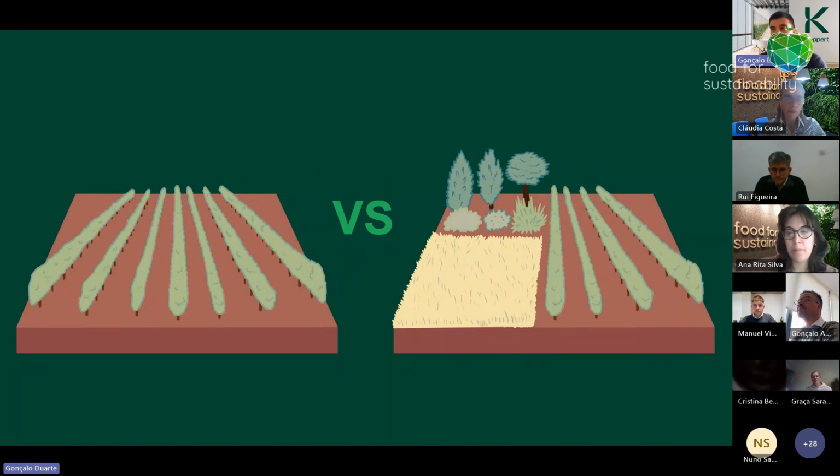We know that these days we have very simplistic environments, like you have with row crops like vineyards, like apples, like almonds. It's really not a very interesting habitat for what we want or need to have in terms of biodiversity. And there is a difference between what we see in the left and the right with a more complex landscape.